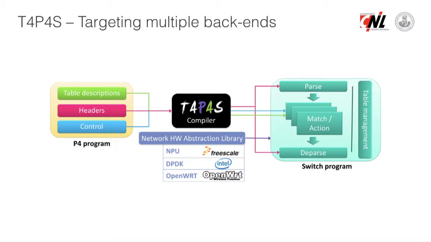You can see that we have a P4 program which describes the table descriptions, the headers, the control programs, and our compiler generates a switching program. However, the switching program consists of 2 parts, a core part which is hardware independent and a hardware dependent part which we called network hardware abstraction library. This network hardware abstraction library is currently implemented for Freescale network processing units, DPDK, and OpenWRT.